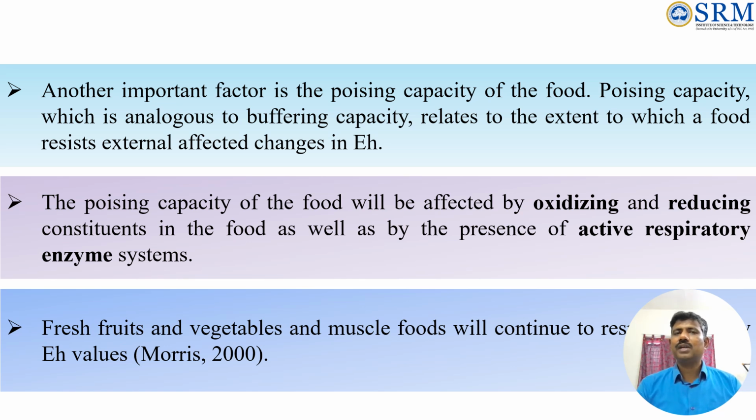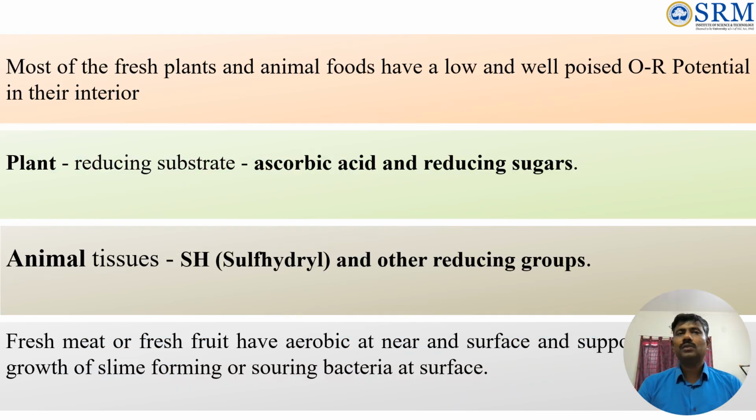Fresh fruits and vegetables and muscle foods have a low Eh value due to continuous respiration. Most fresh plant and animal foods have a low and well-poised OR potential in their interior part, whereas at the surface and near the surface they have a high OR potential and permit the growth of aerobic microorganisms. Hence, on fresh meat, slime-forming or sour-forming bacteria grow on the surface of the food material.